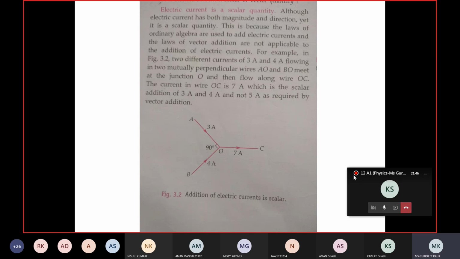Now we are talking about the direction of current, but electric current is a scalar quantity. Why is it a scalar quantity? Because while adding up currents in a circuit, we are making use of ordinary algebra. We are not making use of vector algebra.